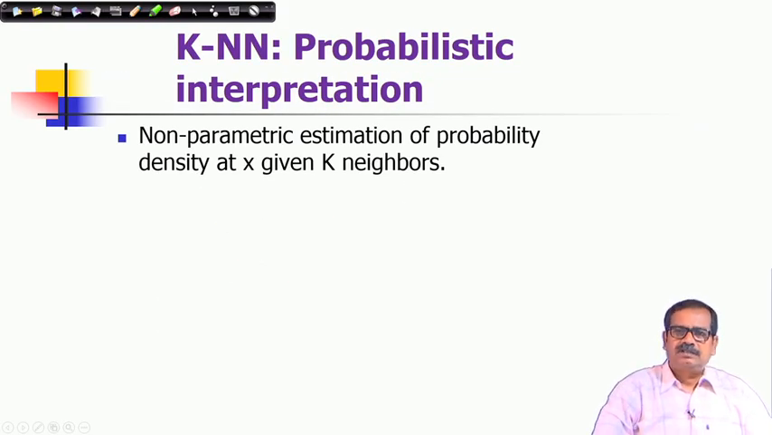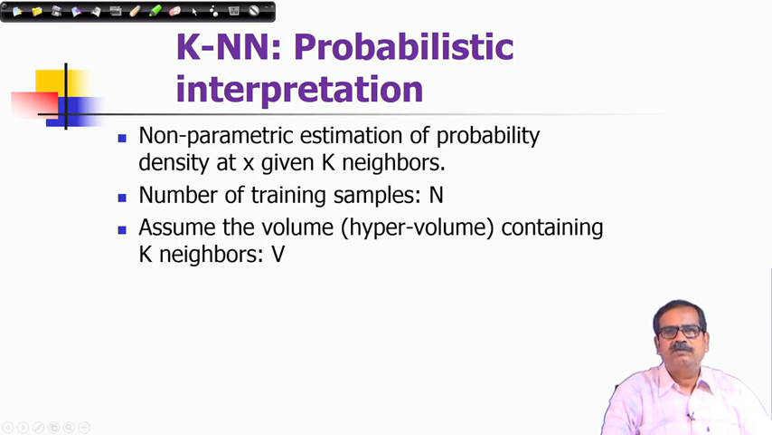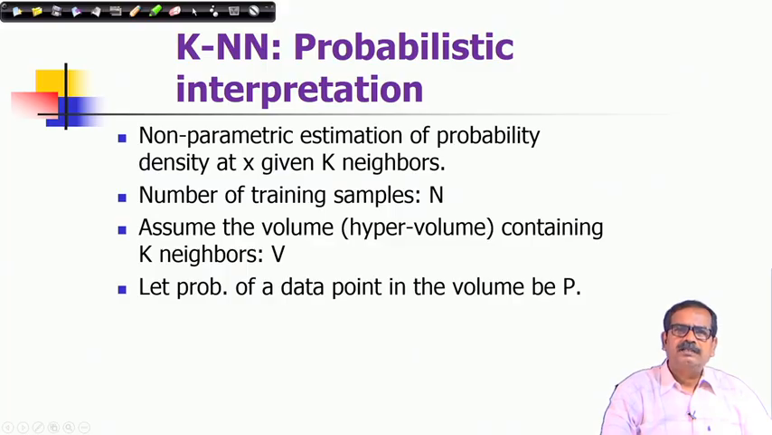But there are interesting observations. Though the approach is very simple, it has a sound theoretical framework. We can show that it has a good relation with the Bayesian classification rule. It is a non-parametric estimation of probability density at x given k neighbors. Let us perform this estimation. Suppose there are n training samples, and in an n-dimensional space we call the hypervolume containing k neighbors V, and let the probability of a data point falling in that volume be P.